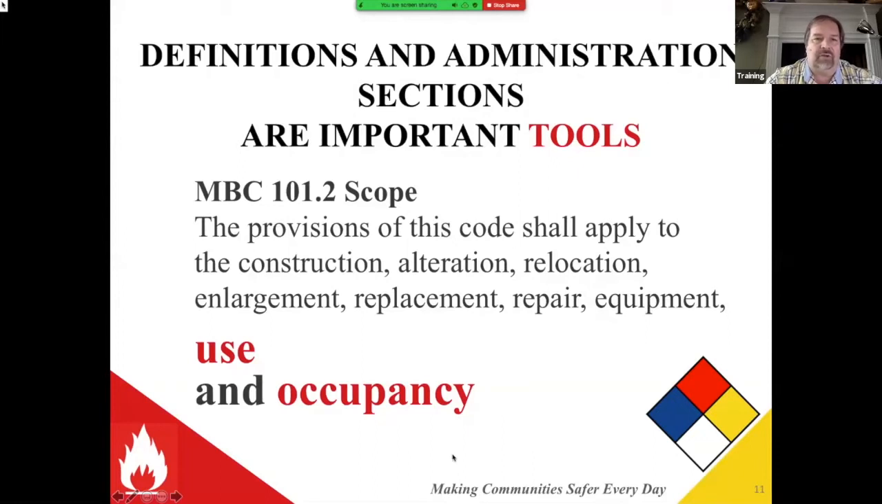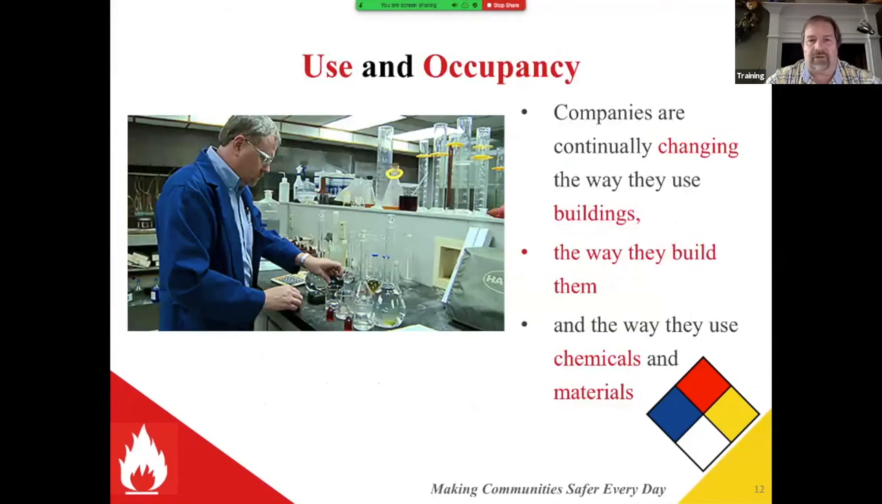One of the most important, but not the most important, portions of that toolkit is the scope of the code. We have to make sure we remain within the scope of the codes. Today we're going to focus primarily on use and occupancy under the scope, and here are some examples of use and occupancy.